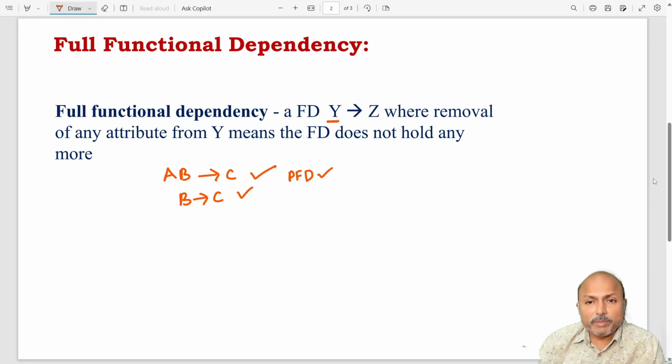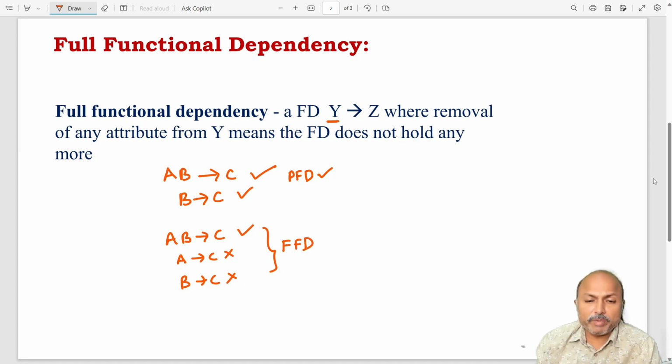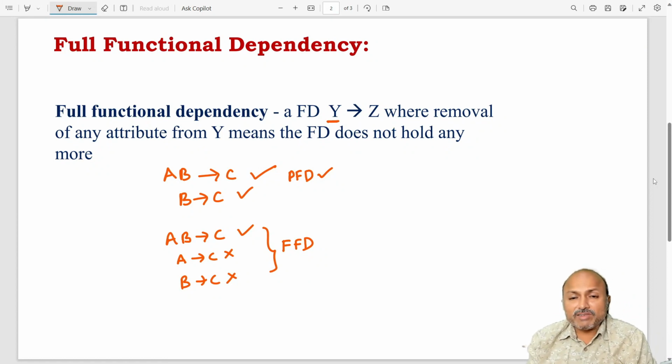Then what will the full functional dependency say? Whenever there is a situation like AB arrow C, then A arrow C doesn't hold, and B arrow C doesn't hold. Then this is nothing but full functional dependency, opposite to partial functional dependency. That means whenever there are two attributes on the left side, arrow C, we have to allow that functional dependency, but a part of the attribute arrow C, you are not supposed to accept. That is the meaning of full functional dependency: removal of any attribute from Y means the functional dependency does not hold.